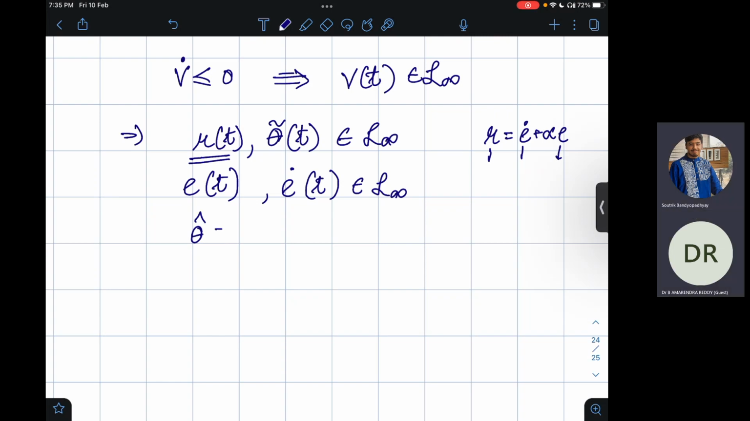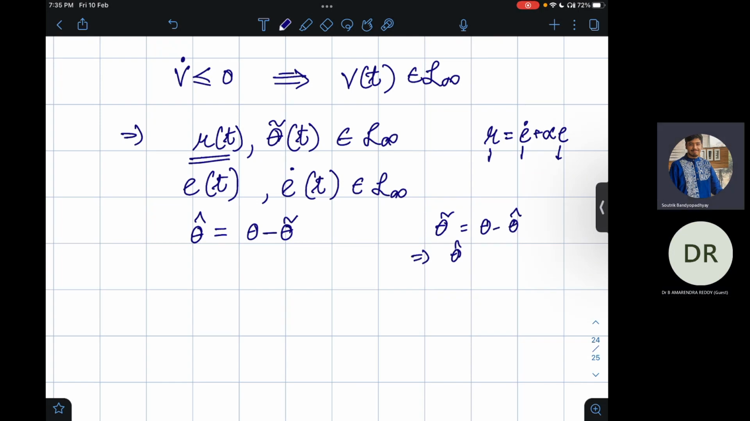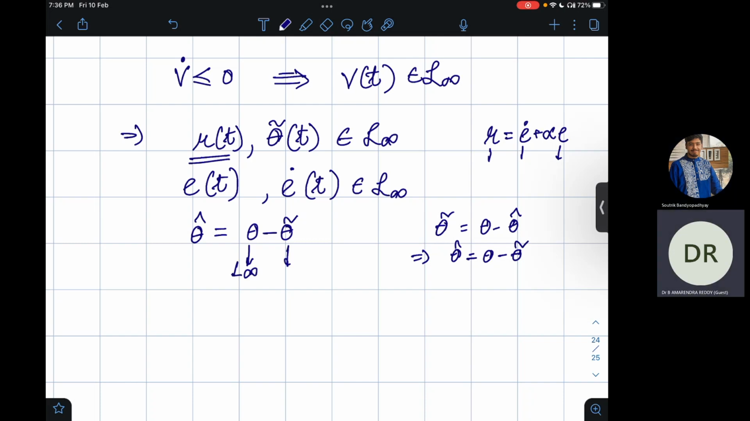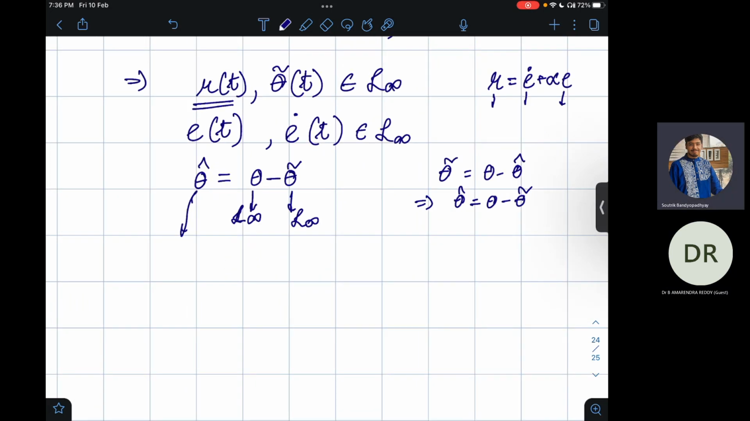And theta hat is nothing but theta minus theta tilde, because theta tilde was technically theta minus theta hat, and I rearranged that: theta hat is equal to theta minus theta tilde. Since theta is bounded, L infinity, theta hat is also L infinity, and theta tilde is also L infinity.